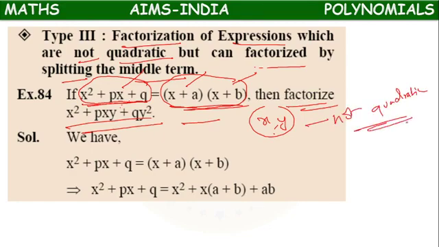We have to find its factors with the help of this quadratic polynomial. They have given factors of one quadratic polynomial. With the help of that, we have to find the factors of another polynomial which is not quadratic, which is defined in 2 variables.